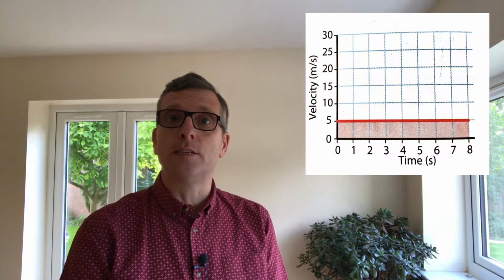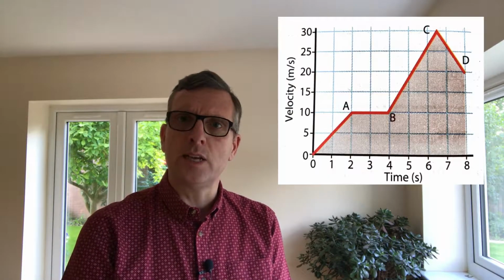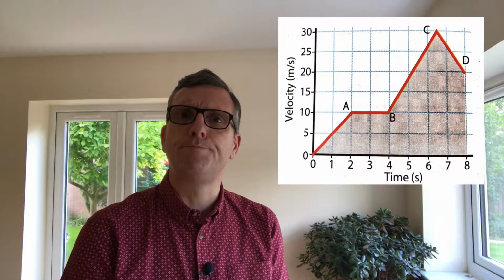The gradient is 0, so the acceleration is 0 metres per second squared. The area under the graph is 5 metres per second multiplied by 8 seconds, which equals 40 metres. So the car has travelled a total distance of 40 metres. This graph represents a more complicated motion.